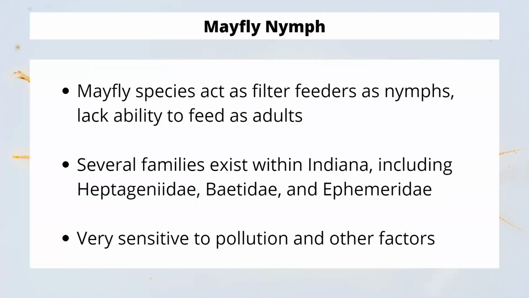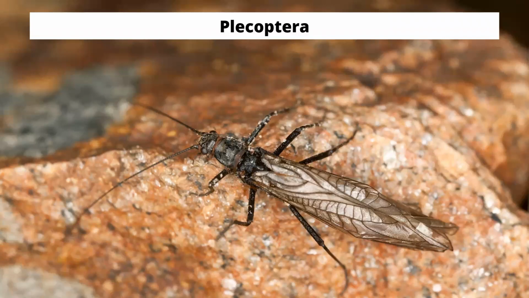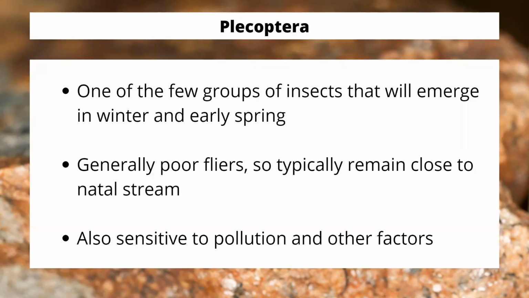So if we keep moving on to our next group of insects we're going to talk about, let's talk about the P in the EPT that I mentioned. In this case, we are referring to stoneflies or order Plecoptera. Stoneflies are another one that are great for informing us on the condition of the environment. They're very, very sensitive, just like our mayflies are. They also have a few unique traits to them.